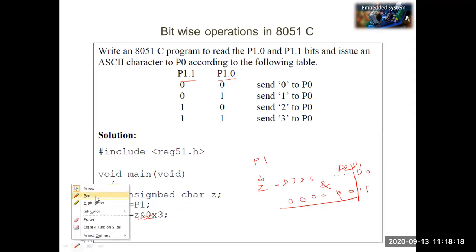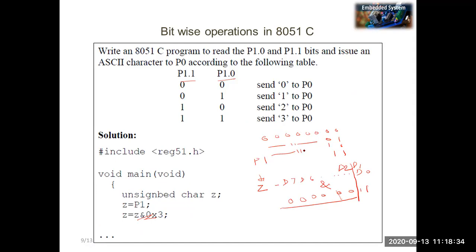It could be value 0 0 0 0 0 0, 0 0 or 0 1 or 1 0 or 1 1, because these remaining bits are masked. So in Z, after this bitwise AND operation between Z and 0x3, what could be the data in Z? Either of these four. The first 6 bits will be 0 and the remaining 2 bits will be either 0 0, 0 1, 1 0, or 1 1, depending on what is the actual data in port 1.